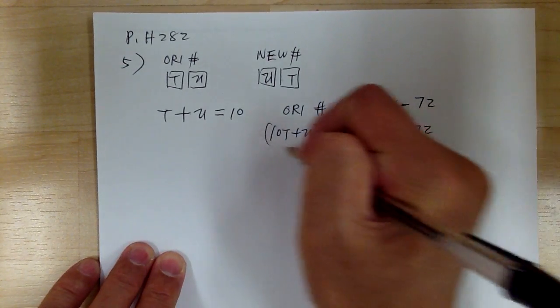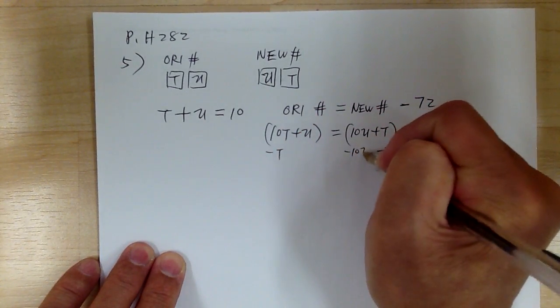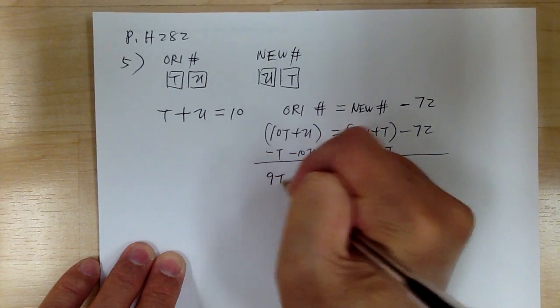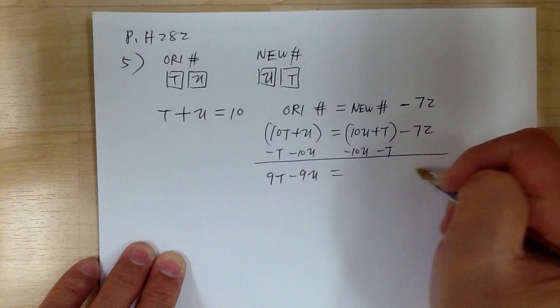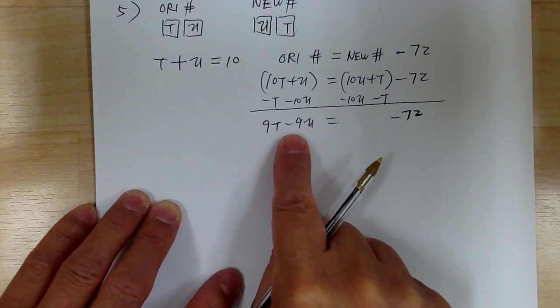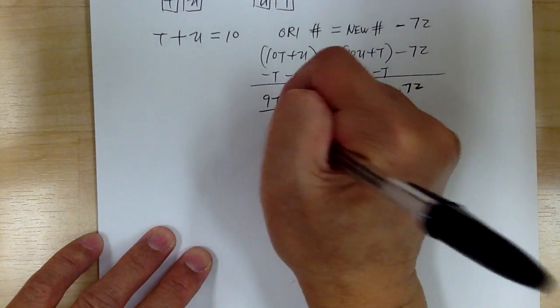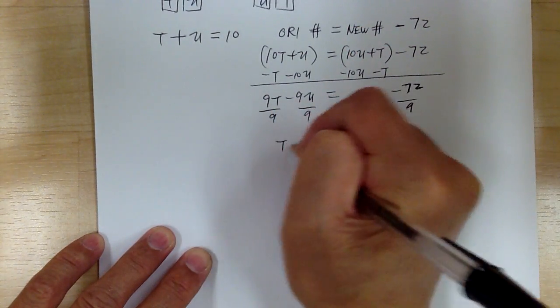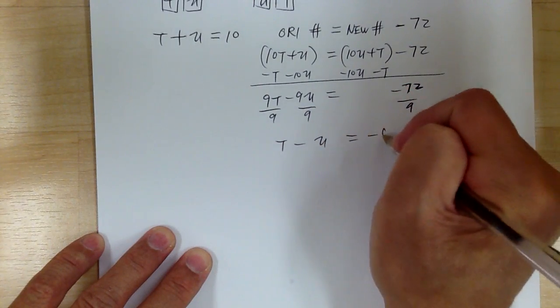So minus t on both sides, minus 10u on both sides. So you get 9t minus 9u equal to negative 72. Again, if you're on the right track, usually that means you can divide to lower your number. So let's go and divide by 9 to lower the number. So you get t minus u equal to negative 8.